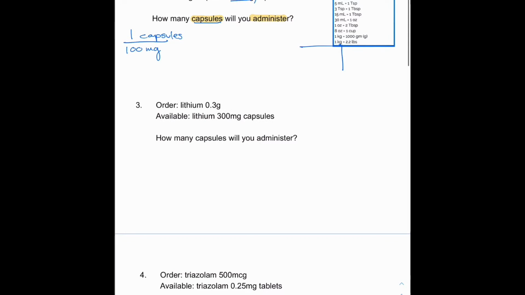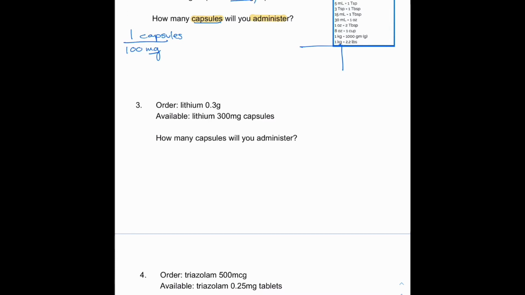So we go to the next part of our problem. So our order is 0.2 grams. Once again, that's not a straight conversion, so we're going to have to take a little extra step here. So do we know a conversion that can get us from milligrams to grams? Let's look on our conversion chart over here. So we've got grams. 1 gram is equal to 1,000 milligrams. So that's going to work for us.